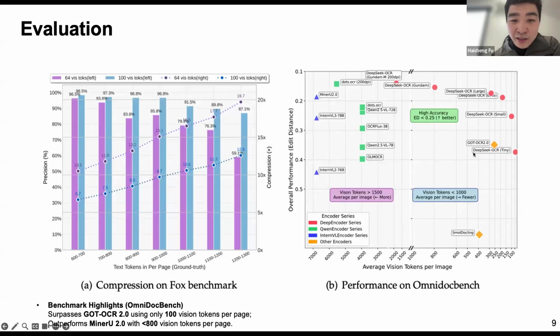We can say it's better than GOT-OCR 2.0. Even when they use this 100 tokens, its results are better than GOT-OCR 2.0. And this DeepSeek-OCR, this Gundam pattern, is better than these compared results.